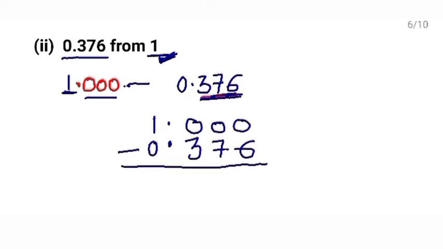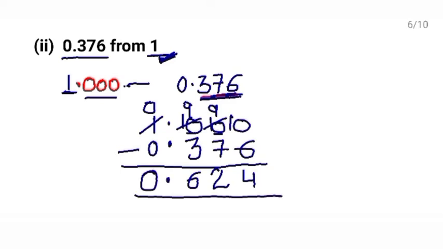Subtract them. 0 minus 6 not possible. You cannot take borrow from these zeros. So take borrow from this one. 0, 10, 9, 10, 9, and then 10. 10 minus 6, 4. 9 minus 7, 2. 9 minus 3, 6. Decimal point below the decimal point, 0. So what you are getting? You are getting 0.624.